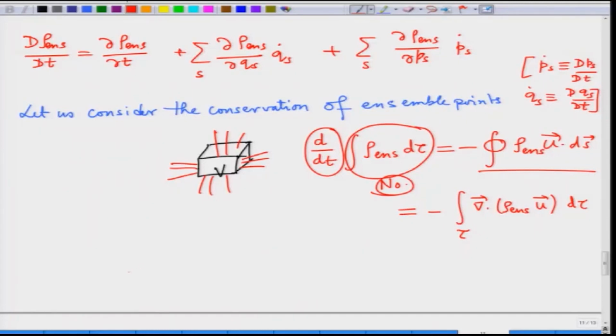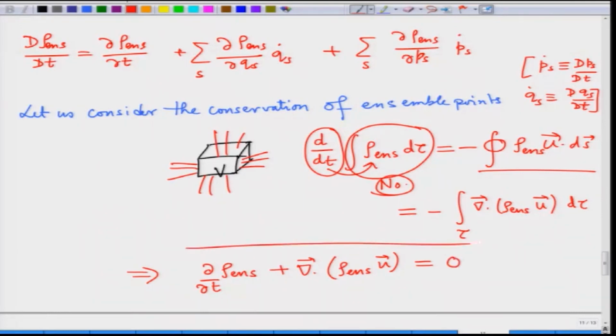Finally, for rho ensemble, the derivative will enter the integration as del/del t. Since this is a volume element, and space and time do not see each other, by the Leibniz rule the differentiation can enter inside the integration as a partial differentiation. So del rho_ens/del t will simply be equal to minus the divergence of rho_ens u. Another way of writing this is del rho_ens/del t plus the divergence of rho_ens u is equal to 0. That is the equation of continuity for the ensemble points.